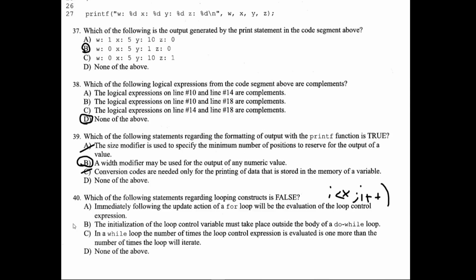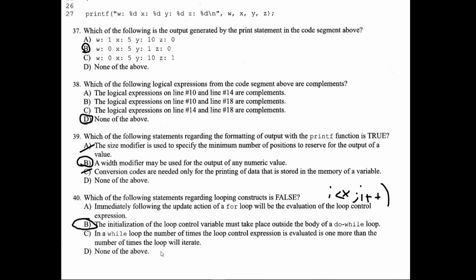And so that's true. B, the initialization of the loop control variable must take place outside the body of a do-while loop. One of the benefits of the do-while loop is you know that it's going to be run at least once, so the initialization of the loop control variable may take place inside the body of a do-while loop, making this statement false, and the correct answer for this problem. C, in a while loop, the number of times the loop control expression is evaluated is one more than the number of times the loop will iterate.